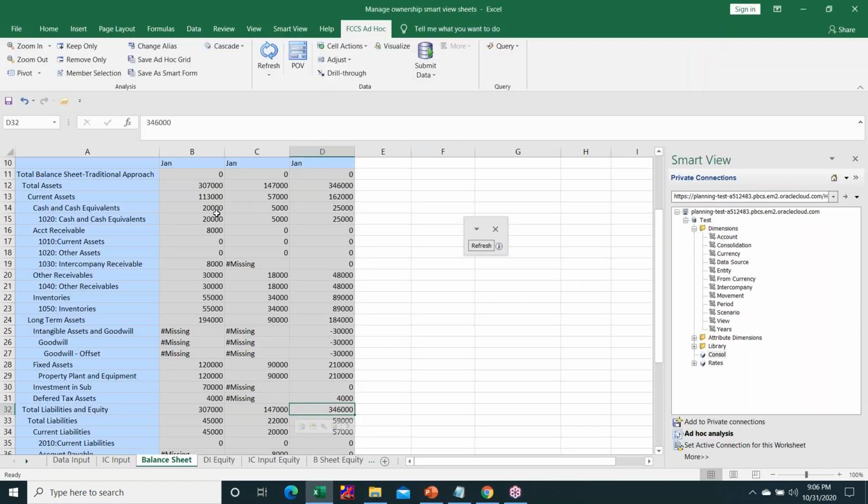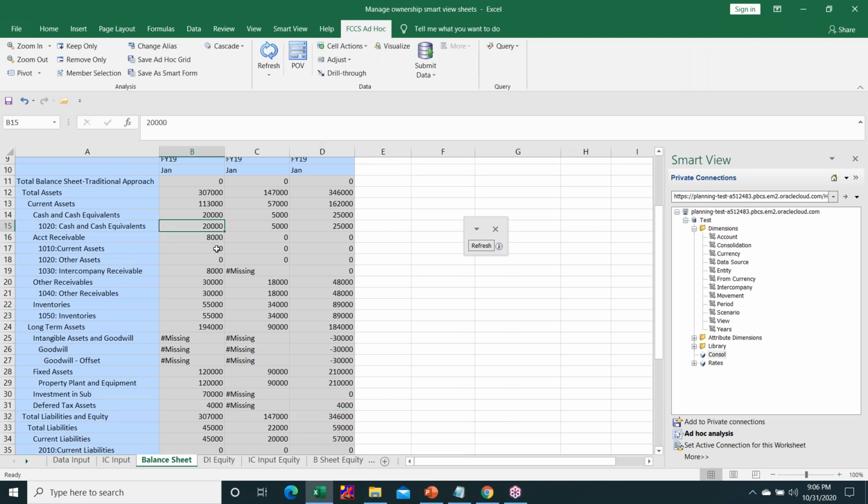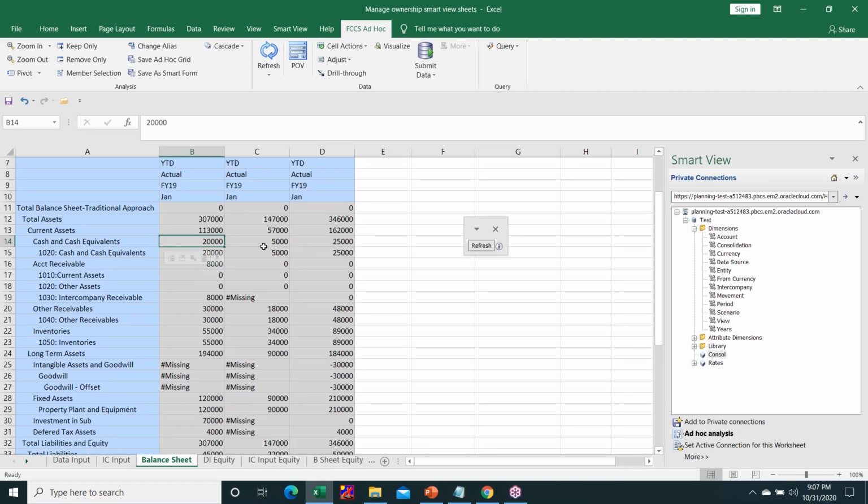Now you can see that our cash and cash equivalent is 20,000 for legal entity 01 and 5,000 for legal entity 02. The system has merged both these numbers, so the number is 25,000. 8,000, this is the intercompany number. This number gets eliminated and now our consolidated number is 0. The other receivable is simply the addition of both legal entities, the same for inventories.